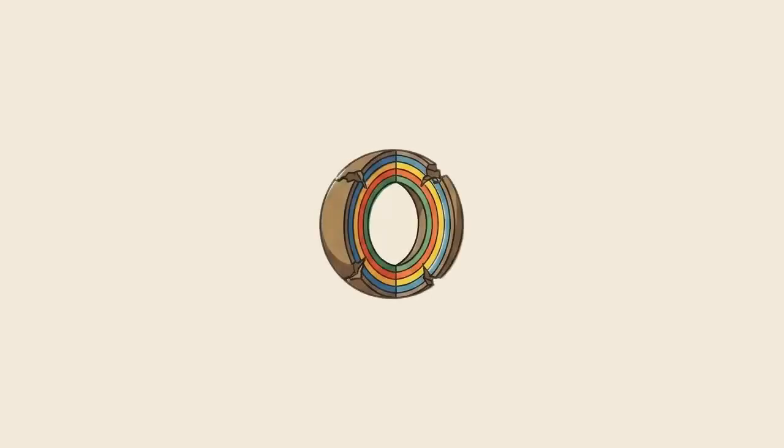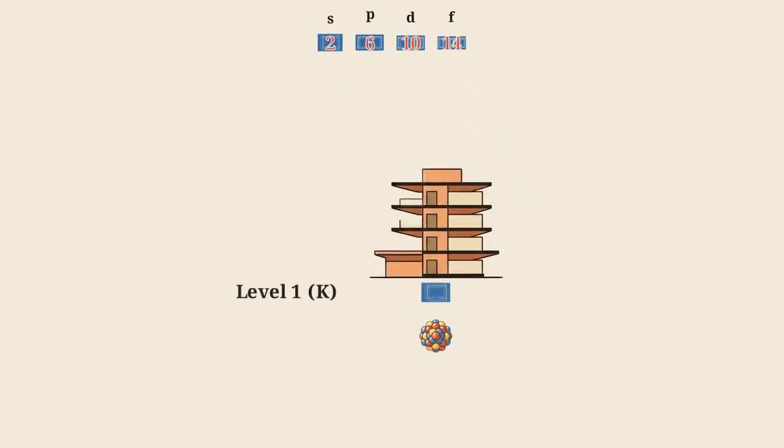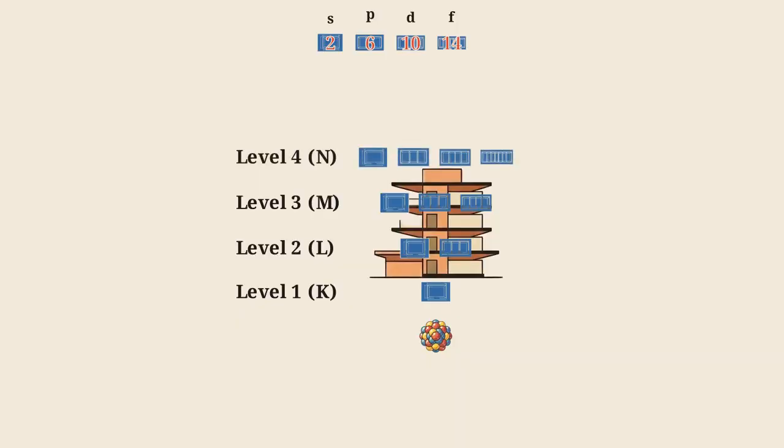We call these apartments subshells, S, P, D, and F, each with strict limits. The S holds 2 electrons, P holds 6, D holds 10, and F holds 14. Moving outward, each new shell adds a room type, until the fourth has all 4.